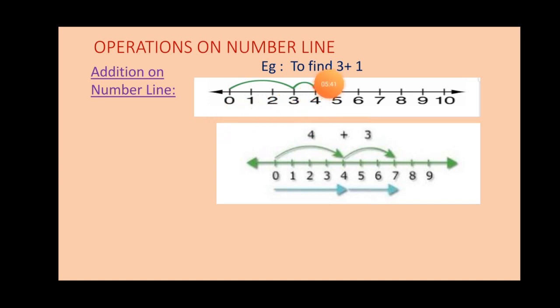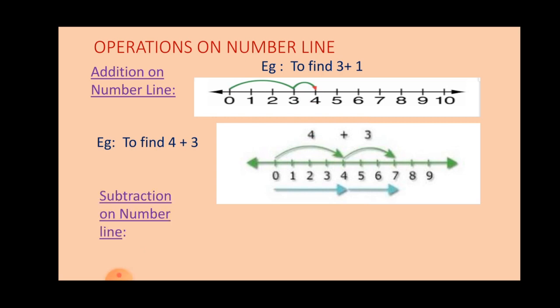So the first number you can see here is 3. Starting from 0, the first number will be 3, and from 3, since we want to add 1, we will move 1 unit to the right of 3. That will take us to the point 4. Is it clear? In the same way, you can find the addition of 4 and 3.